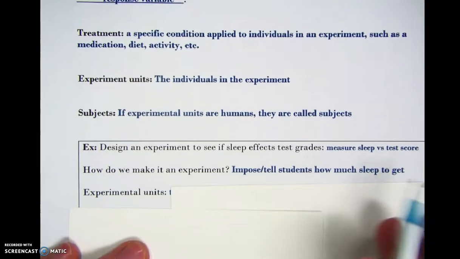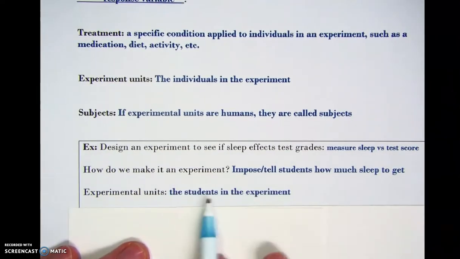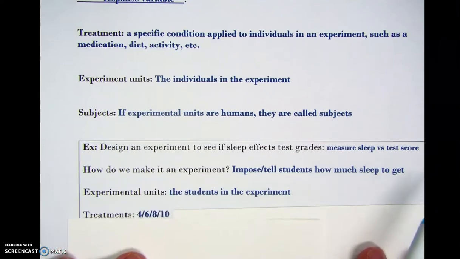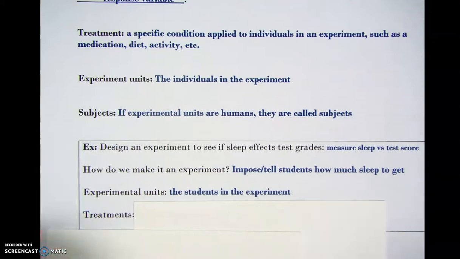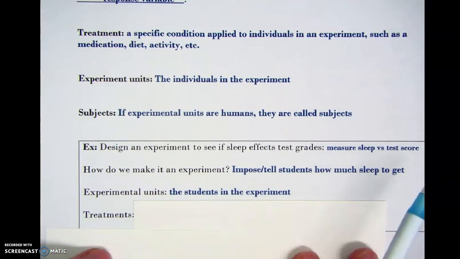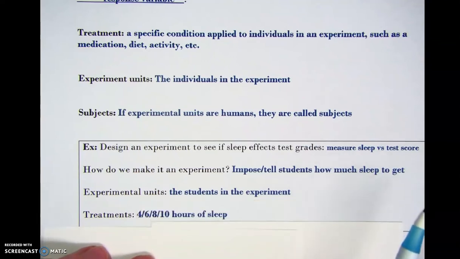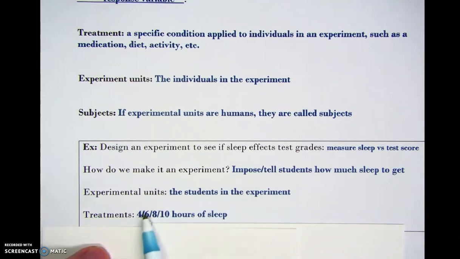So our experimental units then are the students in the experiment, however many students that we have. And then our treatments might be, we can kind of pick, right? This is going to be part of the way we think about an experiment, is we might specify, okay, what hours do we want to measure? Now, there's a lot of different answers you can do. So I thought maybe we do something like 4, 6, 8, 10 hours of sleep. And we see if there's a difference between the group that was supposed to get 4 hours of sleep and 6 and 8 and 10. Did they do differently on the test?